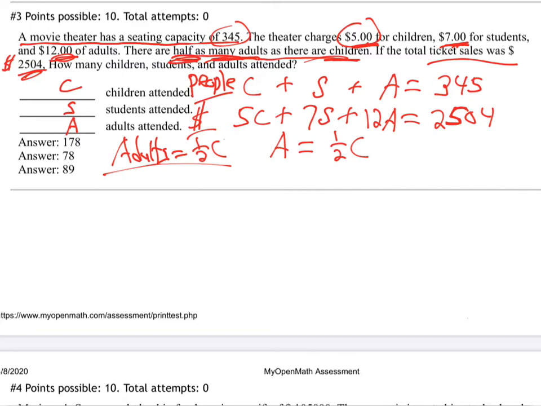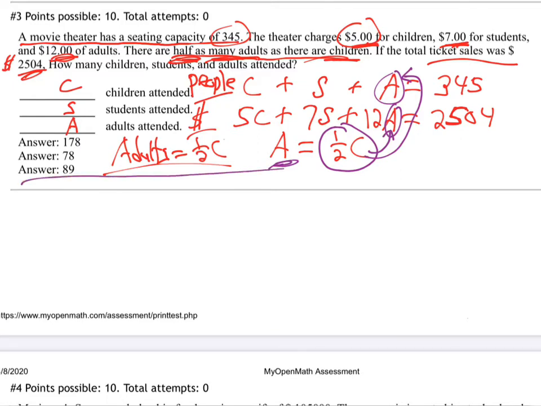You got to get rid of one of the letters. Well, what we could do is take this half C, because A equals half C, and plug it in for A right there, and plug it in for A right there. And then there wouldn't be an A anymore. Let's see what we get.